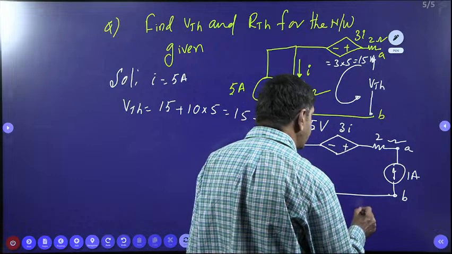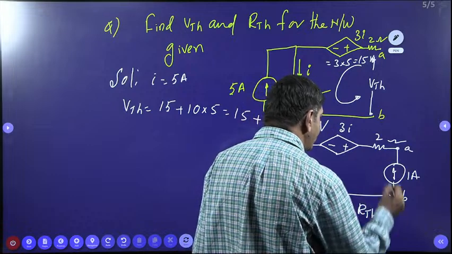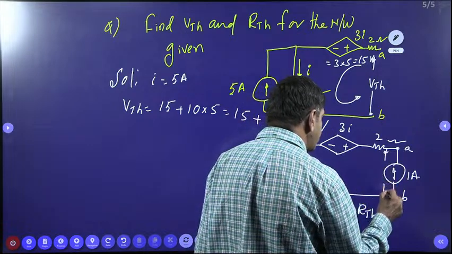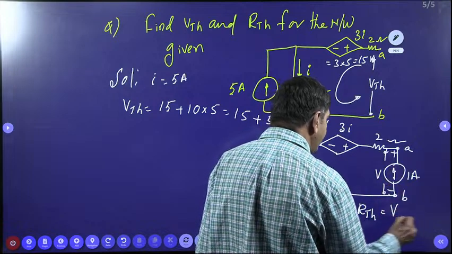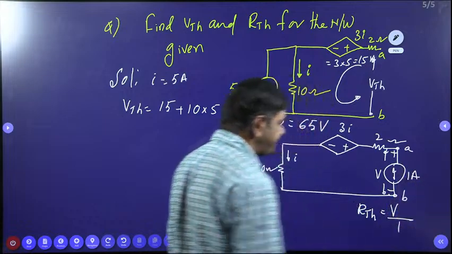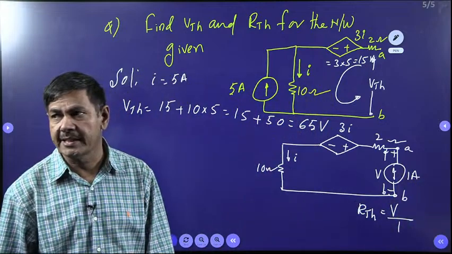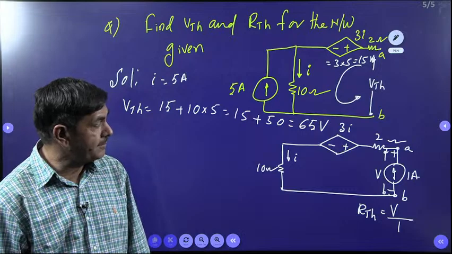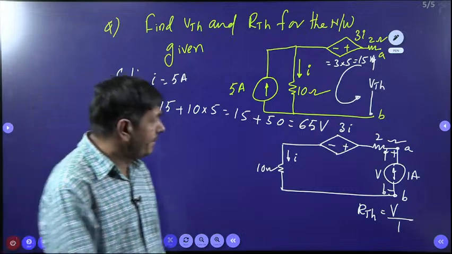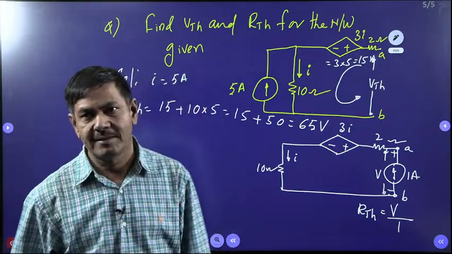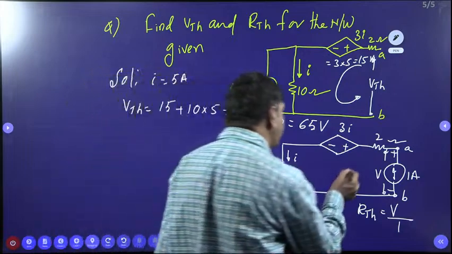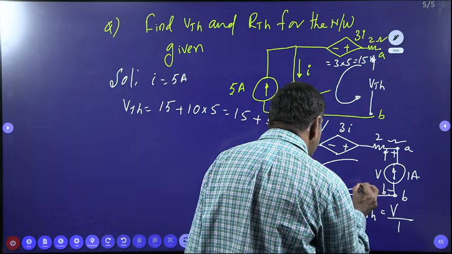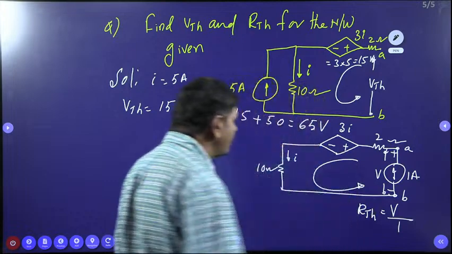So what is RTH? I said already: the voltage across these two terminals, V, divided by the current of 1 ampere. Then I will get RTH. The unknown value is nothing but V. But it is nothing but a series circuit. It doesn't have any other branches. So directly you can apply KVL in this path to measure V.